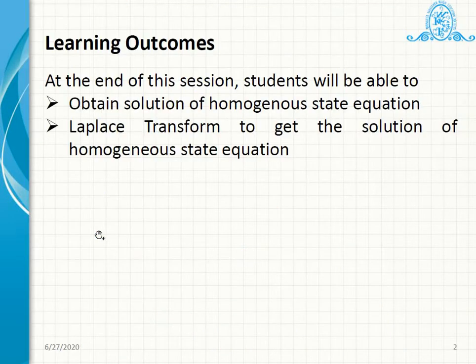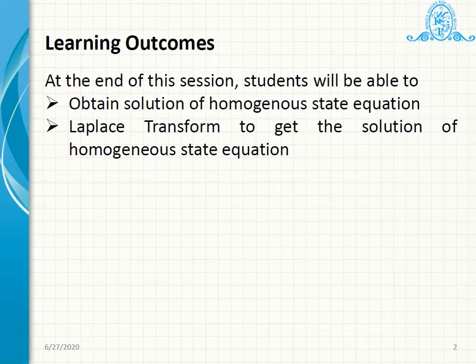So as we know, the state equation is given by x dot is equal to Ax plus Bu and y is equal to Cx plus Du. In that case, x is the state vector, A is the system matrix, B is the input matrix, u is input, C is output matrix, and D is input transmission matrix. So x dot is the derivative of the state vector.